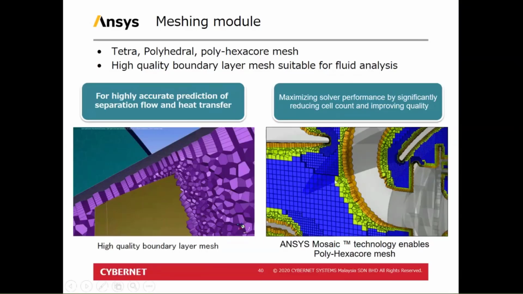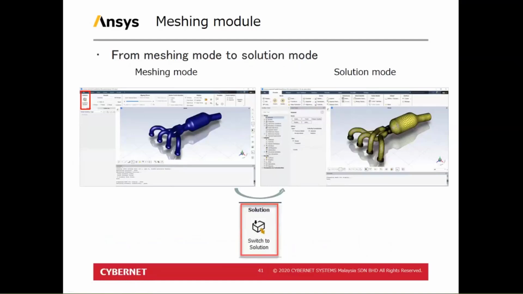And this is a picture of the poly-hexcore. Okay, this is a hexa mesh. Okay, this is a polyhedral mesh. This is a kind of hybrid mesh. Okay, and after finishing the meshing process, you can simply move to the solution mode. Just push this button.